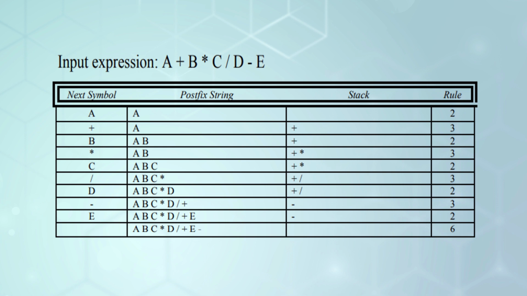There is no symbol left in the expression, so now we will be checking the stack. We will be popping out all the operators from the stack, as we have discussed in the algorithm, one by one from the top of the stack. Only one operator is left in the stack, which will be popped out and added to the string, resulting in the final postfix expression: A B C multiplication, D division plus E minus.